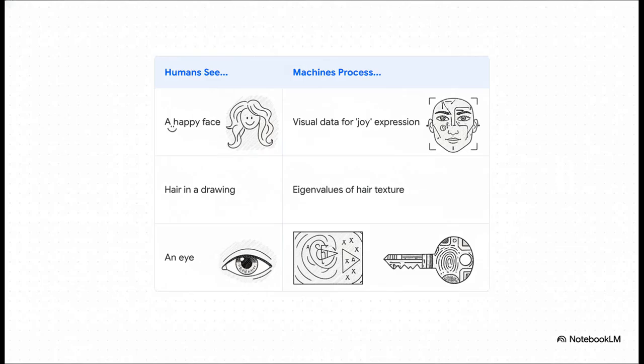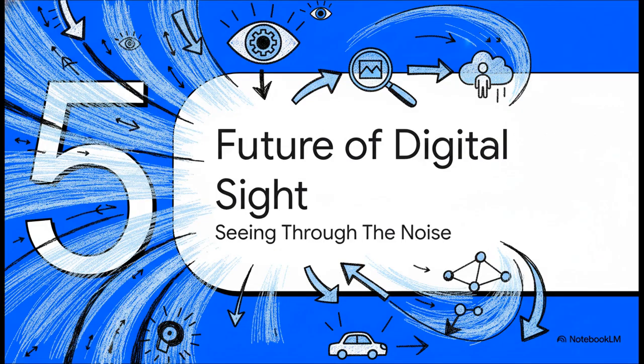You know, the key thing to understand here is the difference between how we perceive the world and how a machine processes it. We look at someone and see a happy face. A machine analyzes the specific muscle contractions as data points for the expression we call joy. We see hair in a drawing, a machine calculates complex math to understand its texture. And like we talked about, we see an eye, it processes biometric data to generate a key. It's a totally different way of seeing. So, what's next? Where is all of this technology going? Let's take a look at the future of digital sight.